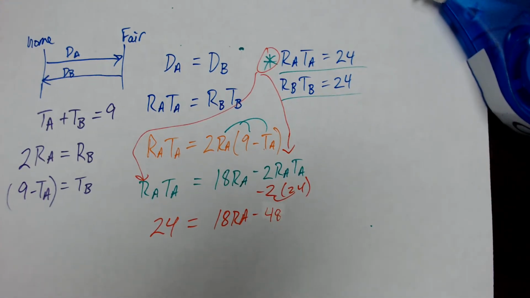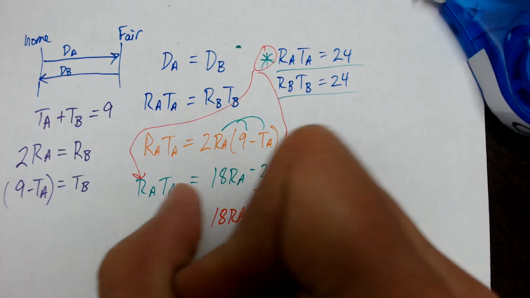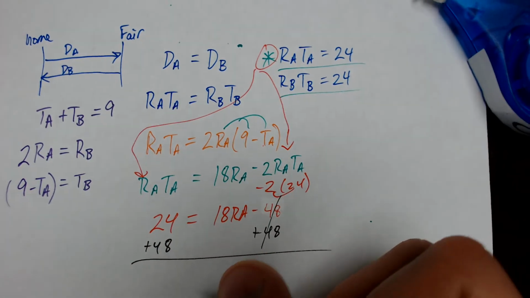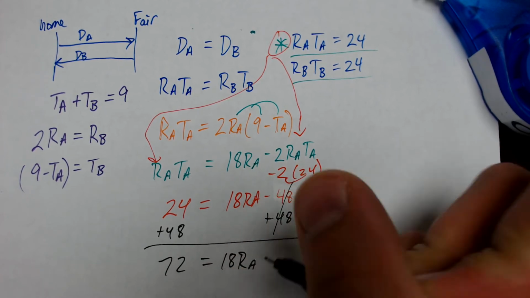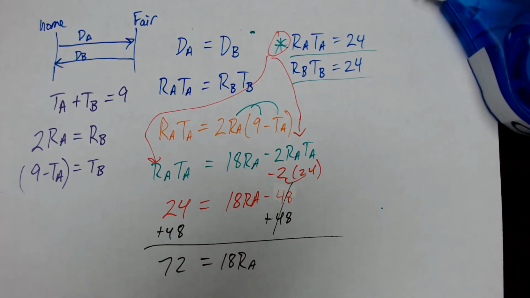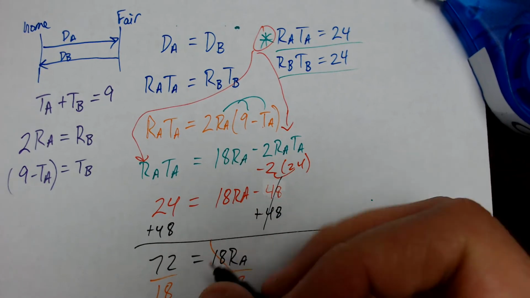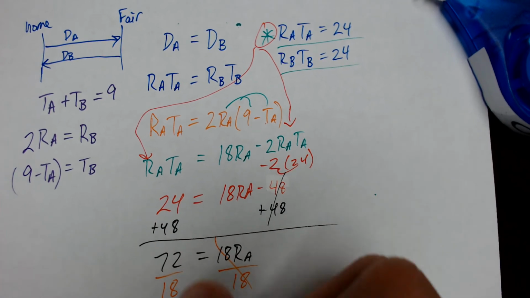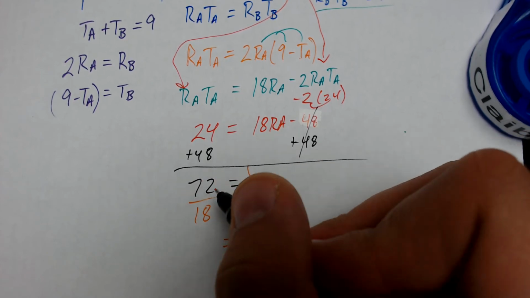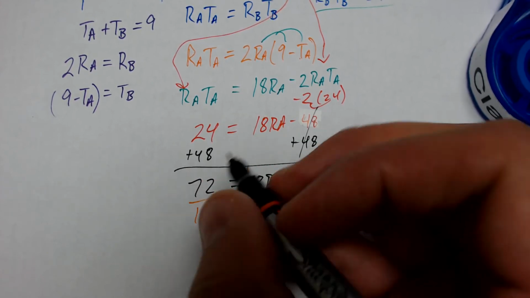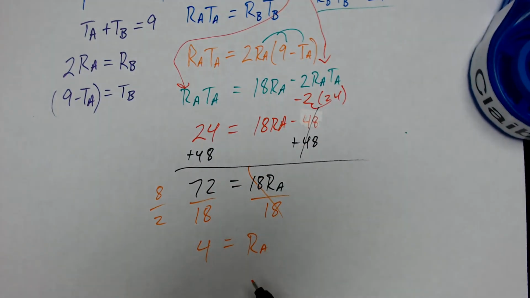We'll keep simplifying, get all of our whole numbers on the same side, so we add 48 to each side. That cancels. 24 plus 48 gives me 72. 72 equals 18 times rate of A. I'll solve by dividing each side by 18. That cancels. So then I get rate of A is equal to 72 divided by 18. 9 goes into 18 2 times, 9 goes into 72 8 times. So it would be 8 over 2, and then 2 goes into 8 4 times. So rate of A is equal to 4.